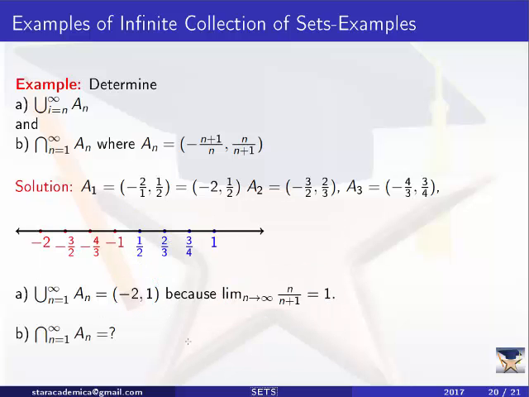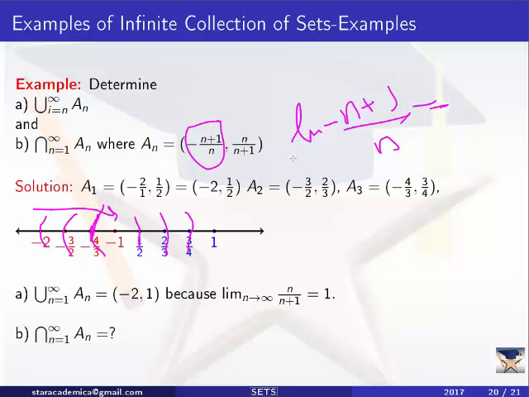And what about the intersection? Let me go back here. Again, what is A1? A1 was this one, to 1 over 2. And A2 was this one, right? And A3 was this one. Now these from the left are getting closer to what? What is the left-hand side? If you take the limit of minus (n plus 1) over n as n tends to infinity, this is -1. So from the left, we are approaching -1.